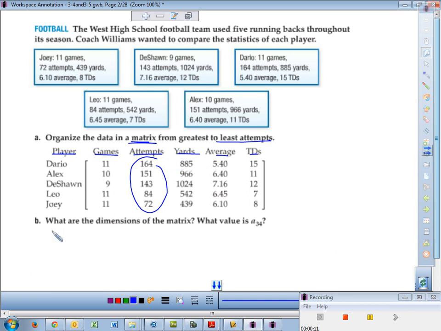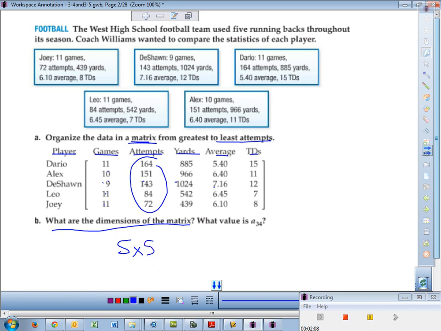Cool? What are the dimensions of this matrix? You and Pal get that done. Is it a 3 by 4? Is it a 5 by 2? What are the dimensions of this matrix? Dimensions are rows by columns. How many rows are there? 1, 2, 3, 4, 5. Columns, how many columns are there? So this is a 5 by 5 matrix. Is that all right? Rows by columns.